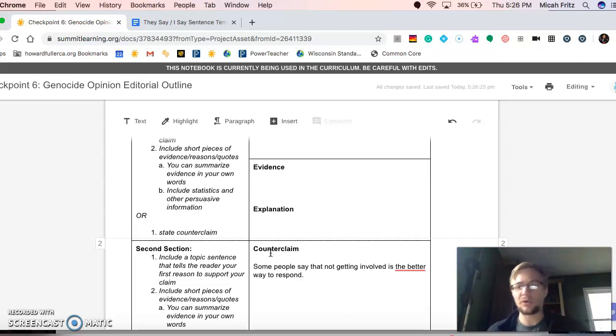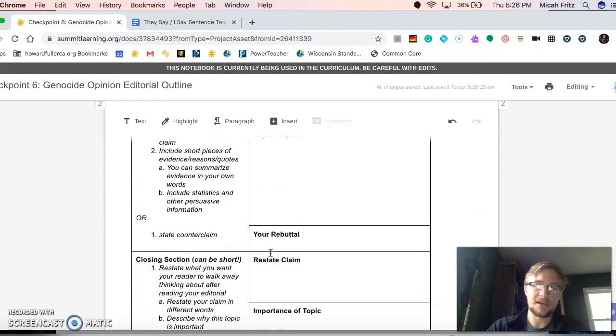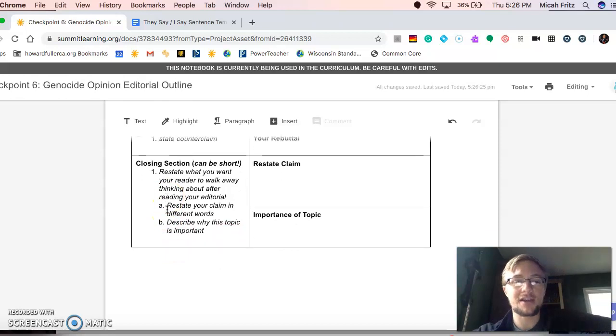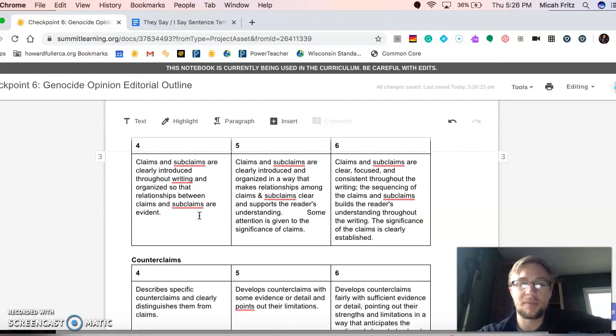You could come up with so many reasons for that. Maybe it's an unnecessary waste of life or resources. It's not our problem because it's happening in another country. So those are those things. Fill it out with the closing section, restating what you want your reader to walk away with, restate your claim in different words, and describe why this topic is important.